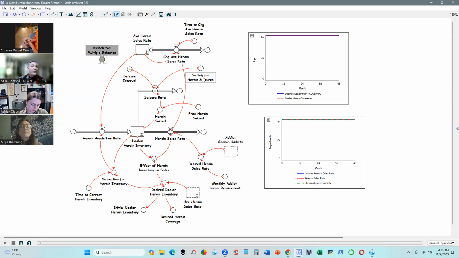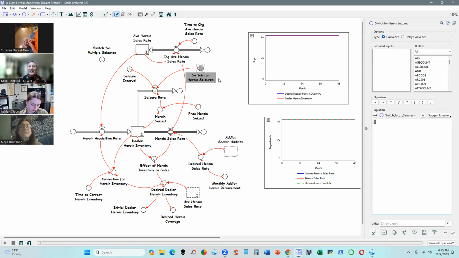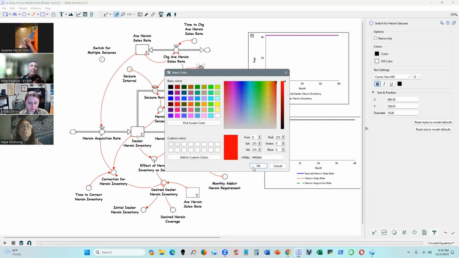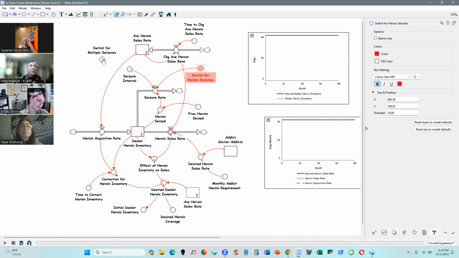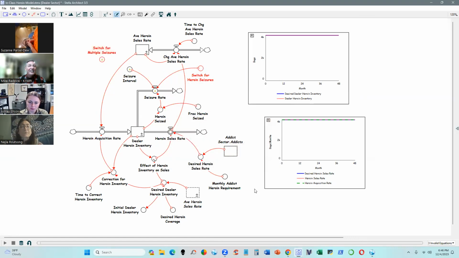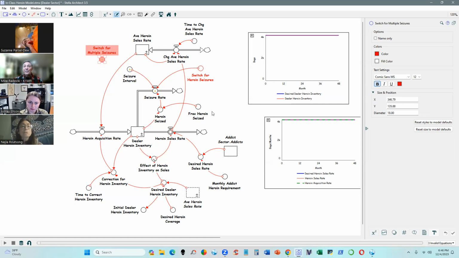Depending on the circumstances, I might not have thought about it ahead of time, right? But in this case, I did. So I like to color code my switches just so I can see them and say, all right, I got a switch in here. And again, switches are 0s and 1s.